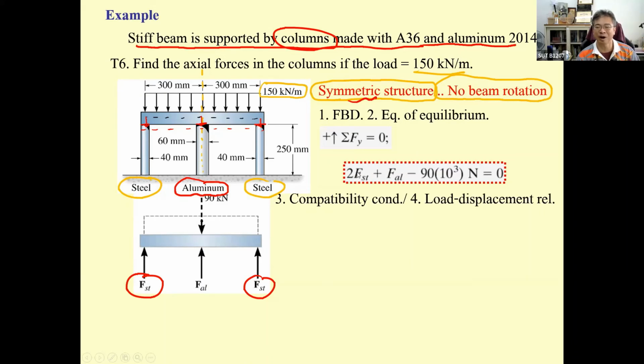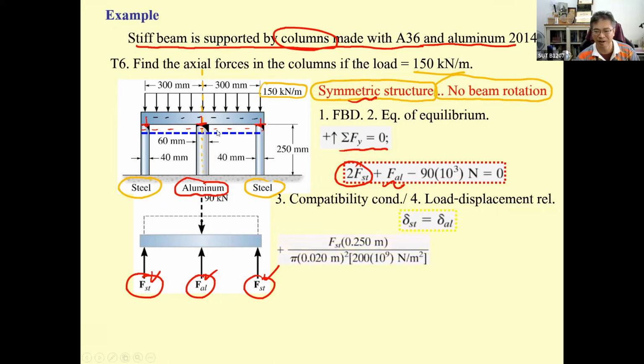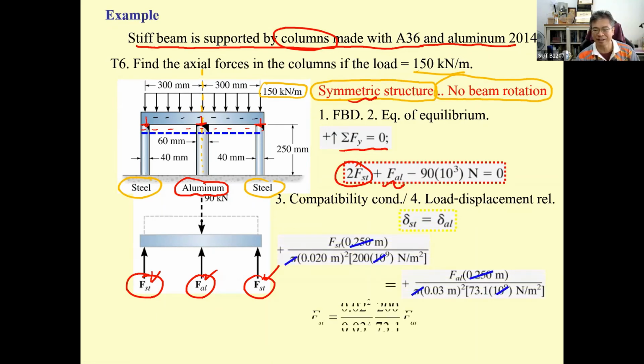There are only two unknowns, the force in the steel and the force in the aluminum, but there are two forces in the steel and only one force in the aluminum, and summation of F sub y equals 0. The summation of them must be 90,000. Then the compatibility condition, like I told you, the shortening of the steel is equal to the shortening of the aluminum. So you just put everything together.